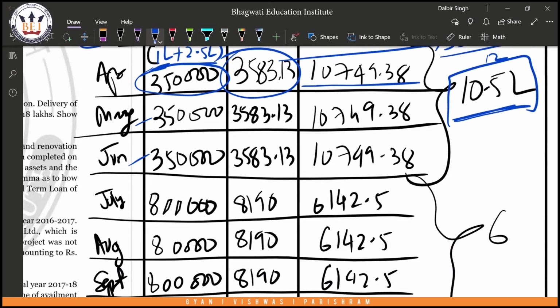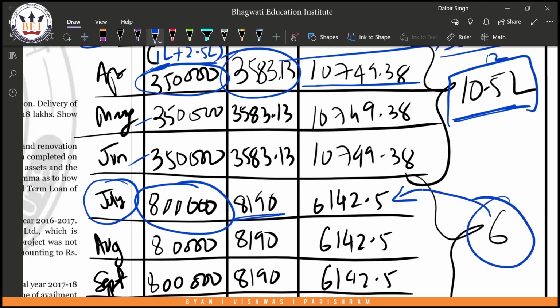Why? The next expenditure is done in July. 4,50,000 is done in July. So 3,50,000, which I already expended in the past, plus 4,50,000 new expenditure, the total expenditure on the building is 8 lakhs. So do the same computation. 8 lakhs into 12.285% divided by 12, you will get 8,190. And the remaining amount, out of the 14 lakhs, you've utilized 8 lakhs, which means how much is remaining? 6 lakhs is remaining. So on the 6 lakhs, what is the interest?